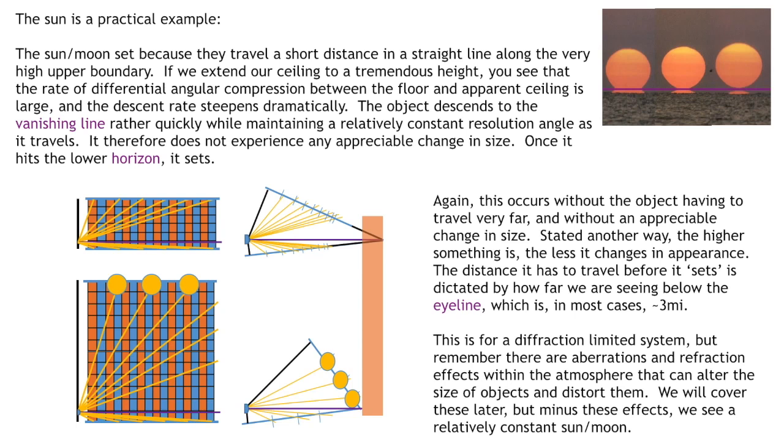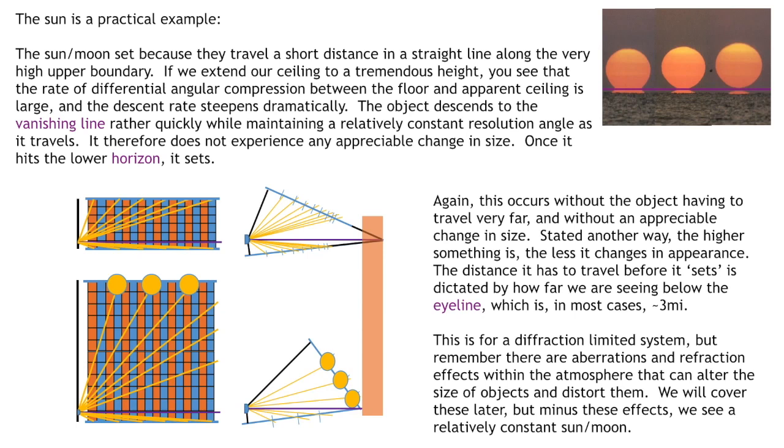So the object descends to the vanishing line rather quickly while maintaining a relatively constant resolution angle as it travels. It therefore does not experience an appreciable change in size. Once it hits the lower horizon, it sets. Again, this occurs without the object having to travel very far because it is so high up, and without an appreciable change in size. Stated another way, the higher something is, the less it changes in appearance.